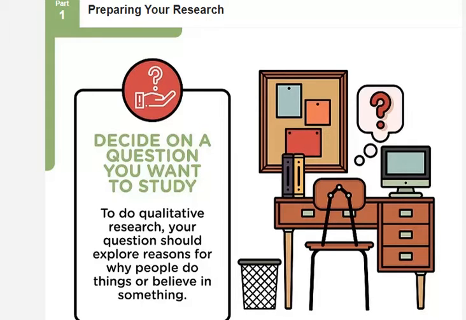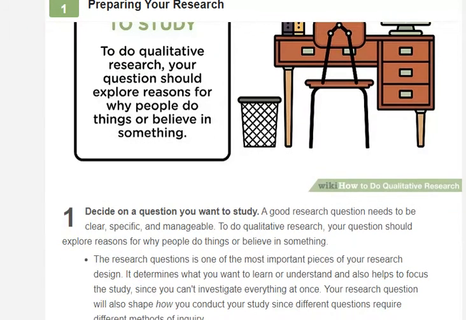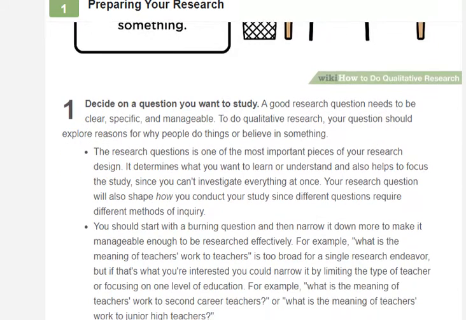Same like that, we will make the questions: what, when, and whom questions. First of all, we will make the question assumptions. Decide on a question you want to study. Good research questions need to be clear, specific, and manageable, be measurable, not overly broad. To do qualitative research, your questions should explore reasons why people do things or believe in something.